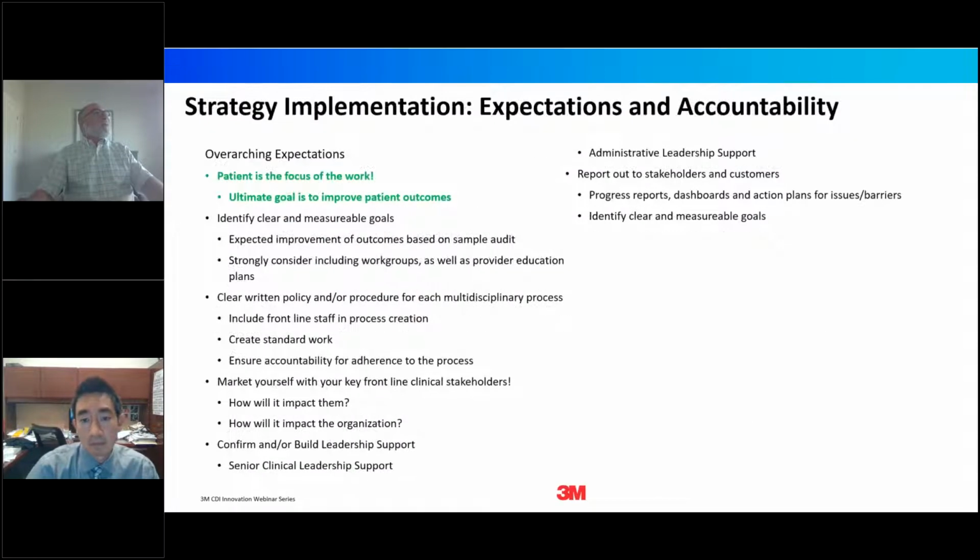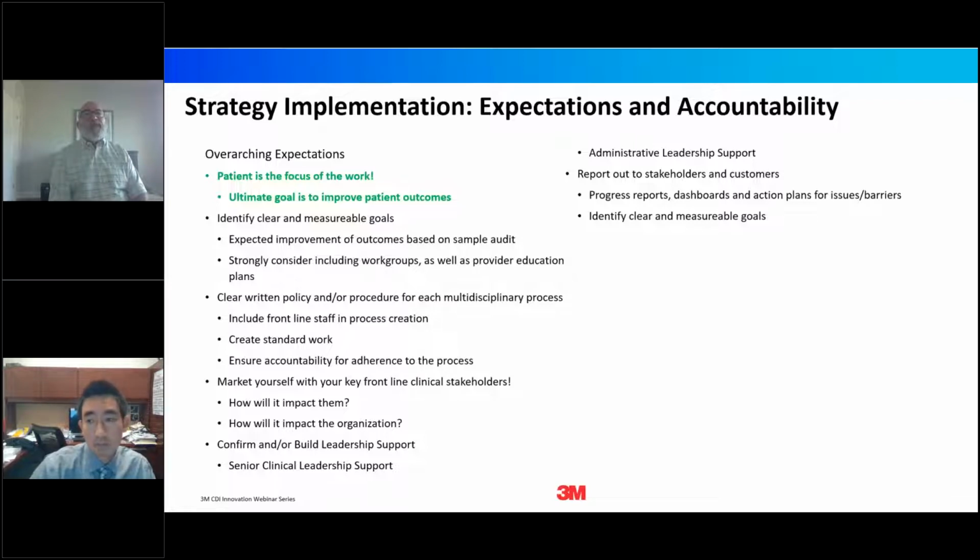Thanks, Jason. So then, it's setting your expectations and accountability. I think one of the overarching expectations, like I've said over and over again, is that patients are the focus of the work, and our goal is to improve patient outcomes. When you can clear out the documentation issues and the code capture issues, then you can hone in on the clinical issues and allow the organization to say, this is a clinical issue and this is where we need to place some resources.